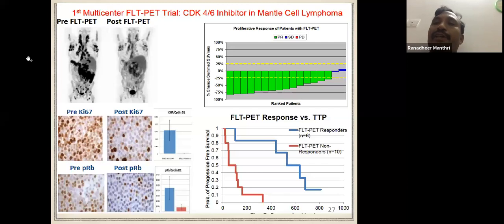This I already spoke about. FLT response versus time to progression. Those who are FLT PET responders had a much longer time to progression than those who are not responding. If I say FLT, it will be Greek and Latin, but if I say Ki index, it is common. FLT is nothing but a surrogate marker of Ki67. What you see in pathology is Ki67 in the in vitro lab, not what we are doing in vivo with FLT PET. Next slide.